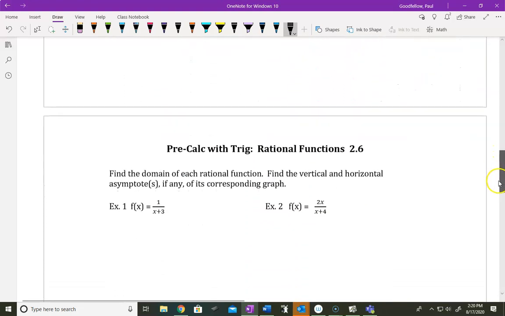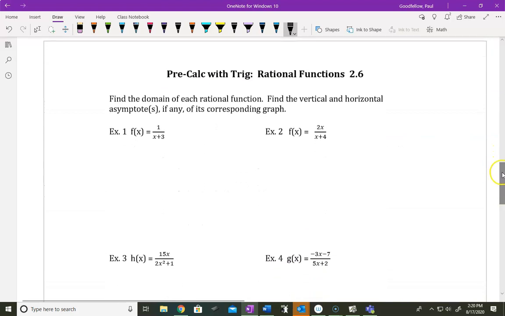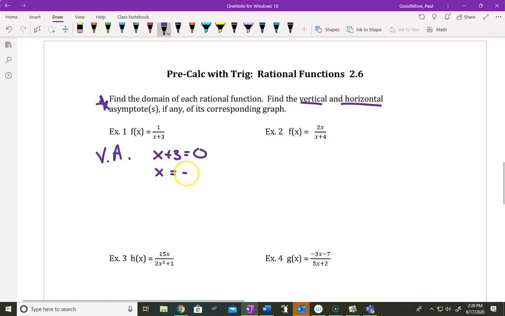Okay? Now, let's put this to a little bit of technique to try and figure it out. The questions being asked in these first few are: find the domain of each rational function, and find its vertical and horizontal asymptotes, if any, on the corresponding graph. Now we're going to go right after the VA, right out of the gate, and we're going to look at the bottom, which is x plus 3, and set it equal to 0 and get x is equal to -3.